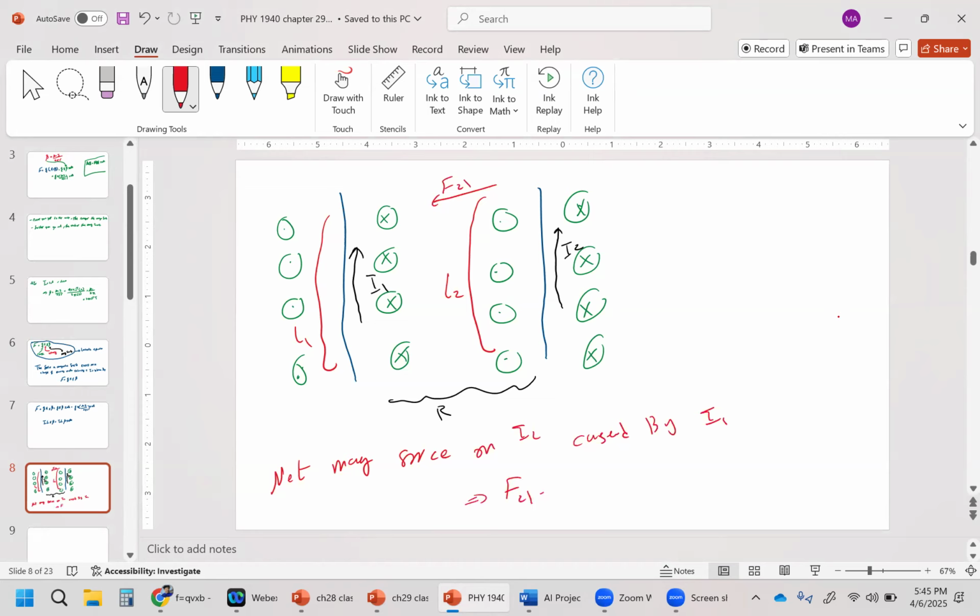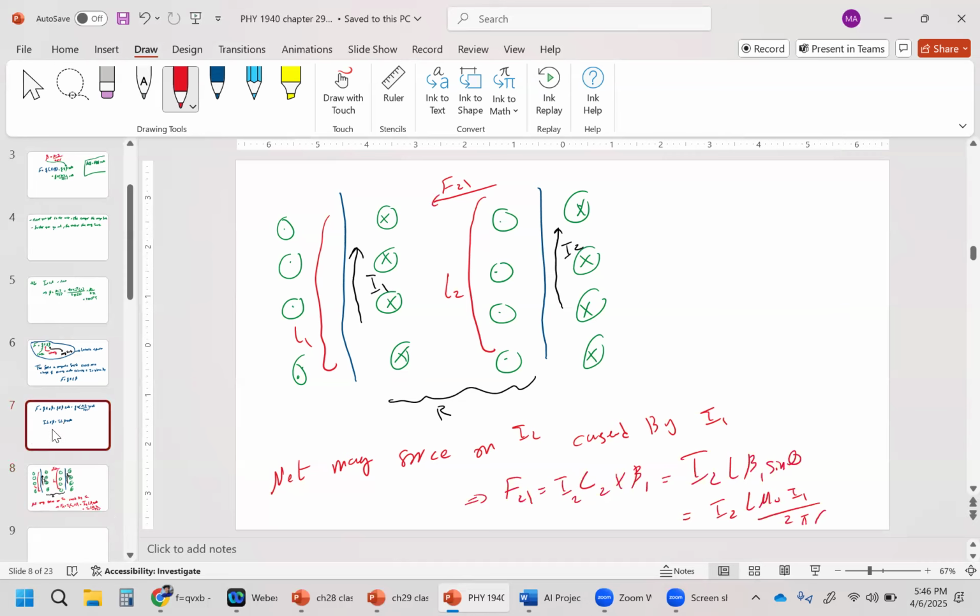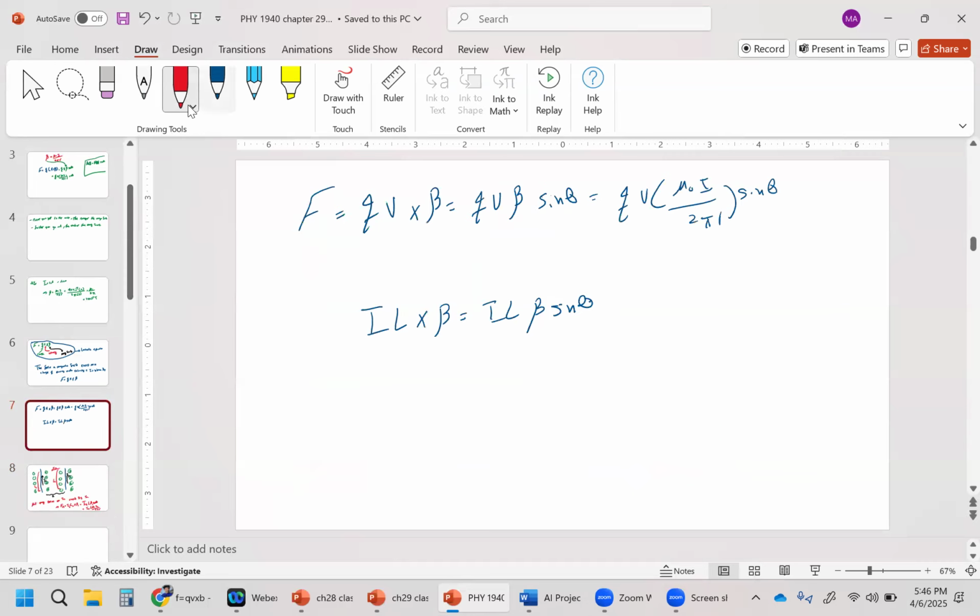Means that F2 to 1 is going to equal I2 L2 cross B1, which is going to equal I2 L B1 sine theta. And if you plug it in, you should get I2 L mu naught I1 over 2 pi R. Again, that comes out into our force. Oh, I forgot to write the force on this one, which is your I L B sine theta.